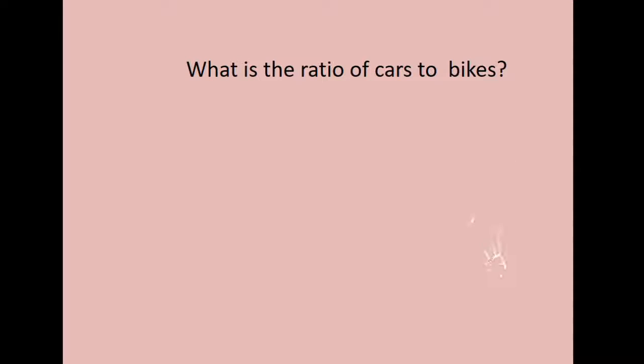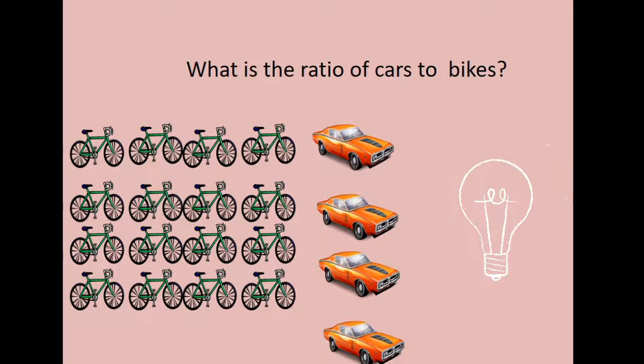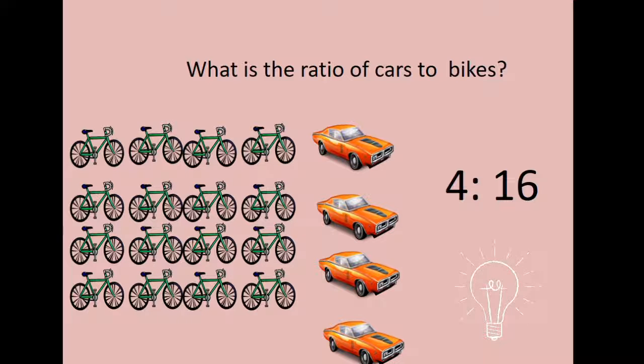In this example, discuss out loud what is the ratio of cars to bikes. The ratio of cars to bikes is 4:16. Discuss out loud how we would simplify this amount.